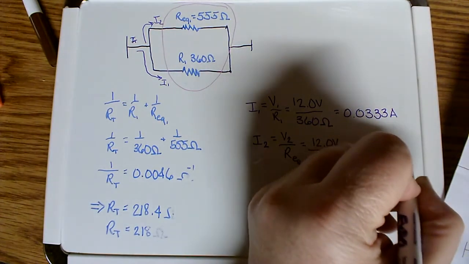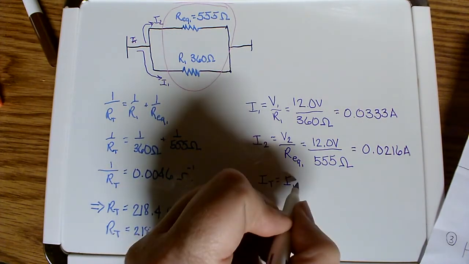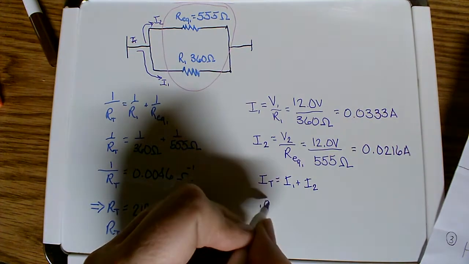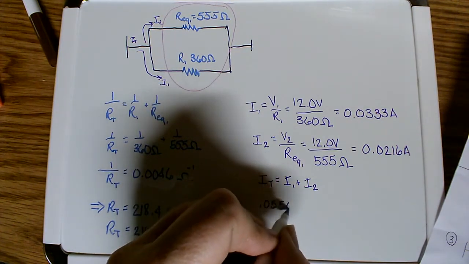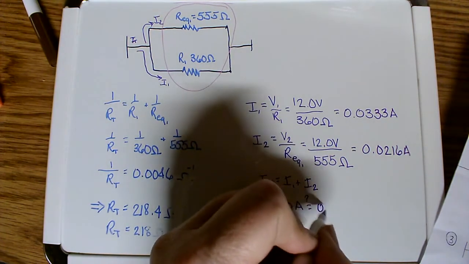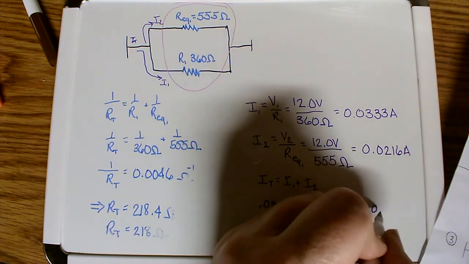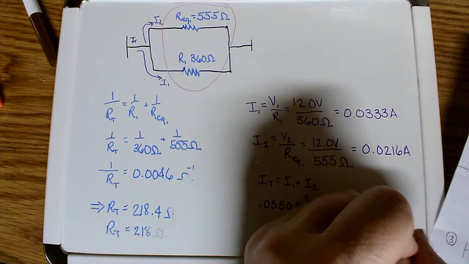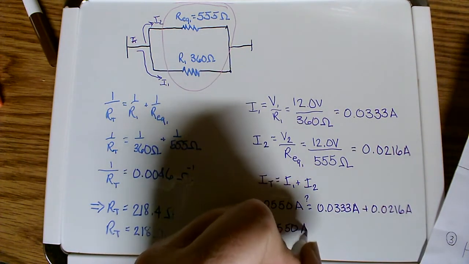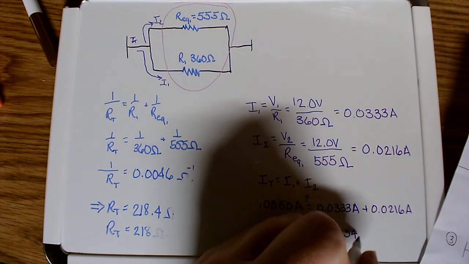Now, a good check here. Remember that we said that the total current was breaking off into 2 parts and it was going to come back to a total current. So we should find that the sum of I1 plus I2 should equal the total current. And if we put this together, we have 0.0333 amps plus 0.0216, we get 0.0549. Now, what did we say the total current was? 0.0550. So we're off by a very small amount.